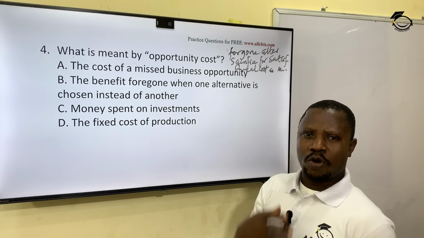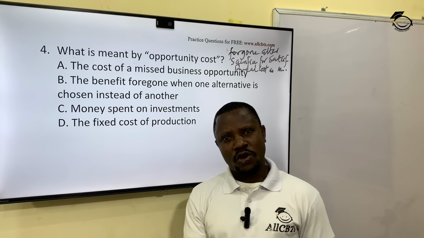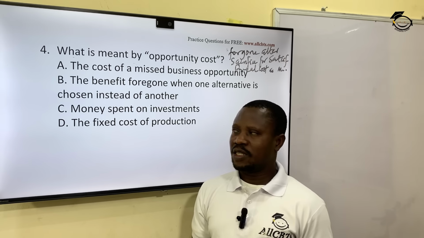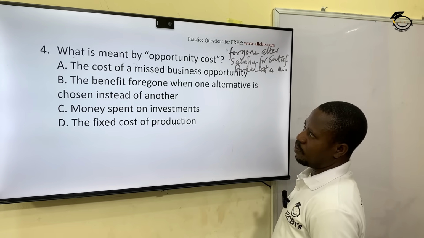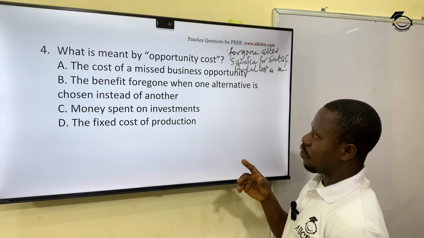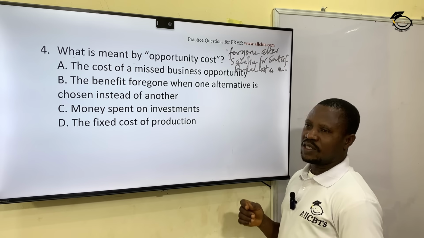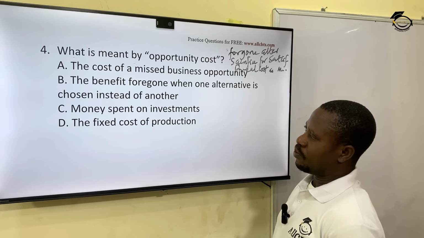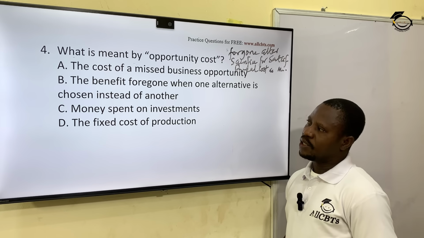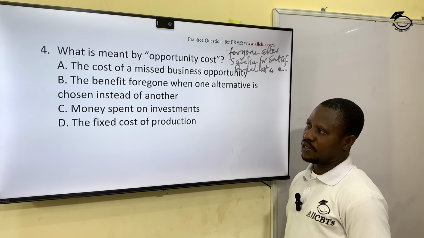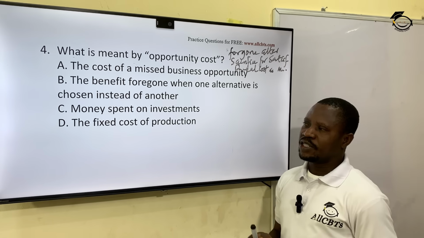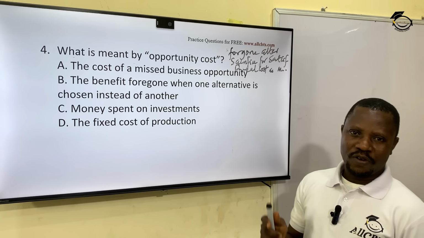In other words, what you sacrifice to enjoy your choice, to make satisfaction for your choice. That's alternative foregone. So, what is meant? A, the cost of a missed business opportunity. B, the benefit foregone when one alternative is chosen instead of another. C, money spent on investment. D, the fiscals of production. The most correct answer for this question is B, the benefit foregone when one alternative is chosen instead of another.